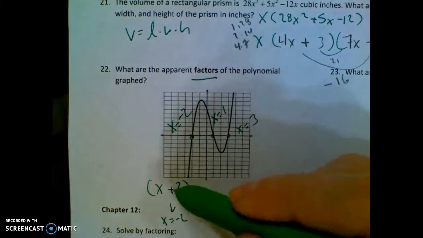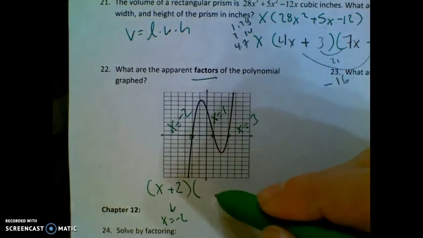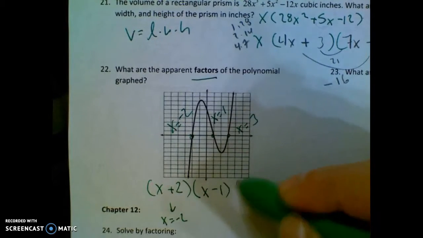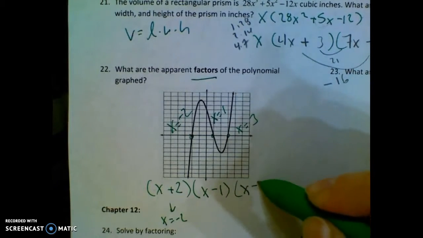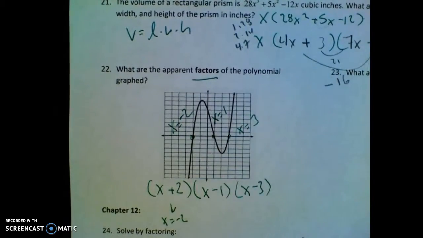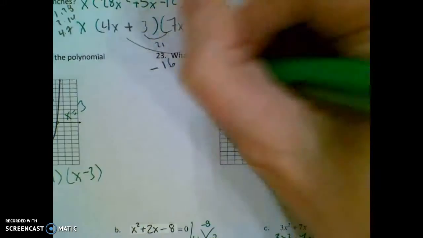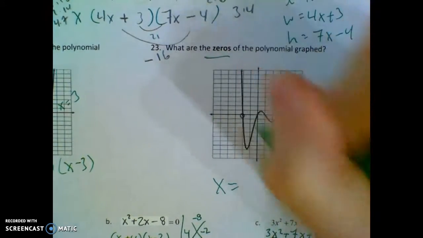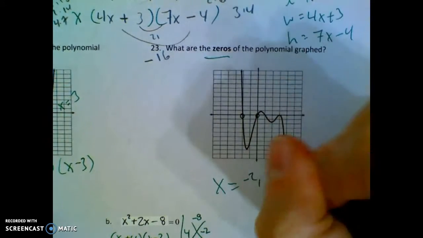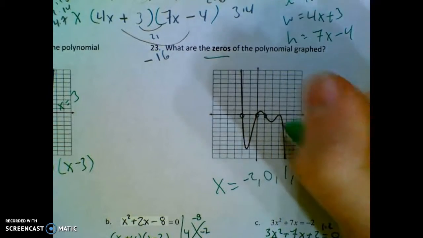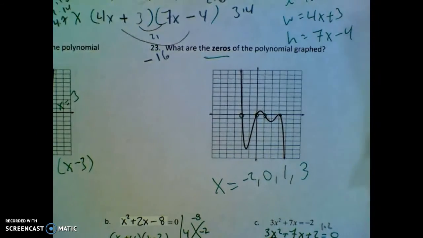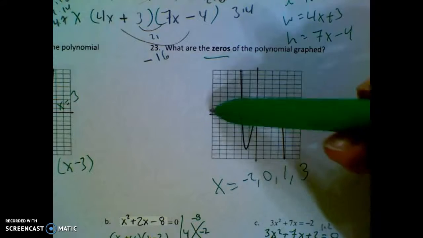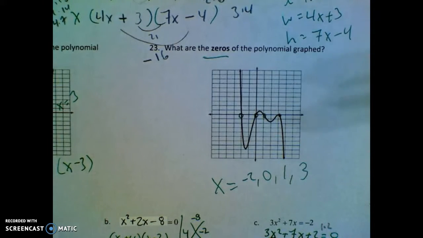So if it's negative 2, it becomes x plus 2. If it's x equals 1, it's x minus 1. If it's x equals 3, it's x minus 3. So those are the apparent factors. And when I ask for the zeros, it's even easier. Literally just say x equals negative 2, 0, 1, and 3. So finding the zeros is where it crosses the x-axis, and you just tell me what the x values are.